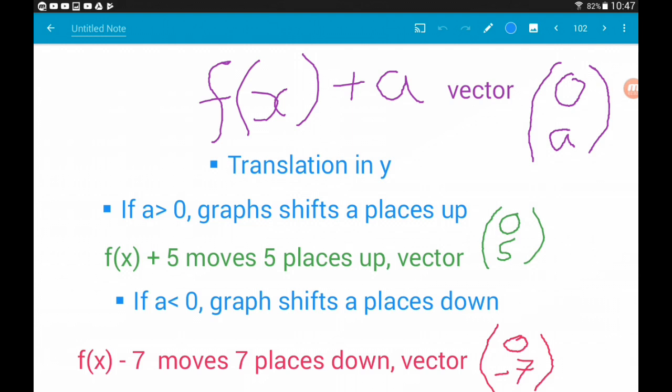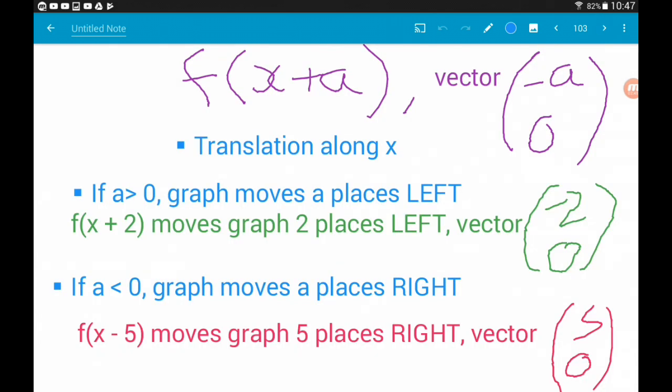Quite straightforward, quite intuitive. Now when we get to x translations, this is where it gets a little bit counterintuitive, which maths likes to do. So x translations are of the form f of x plus a, where the a is inside the bracket with the x. Now you would probably think f of x plus a is going to move positively to the right by a places. Seems logical. It's wrong though.